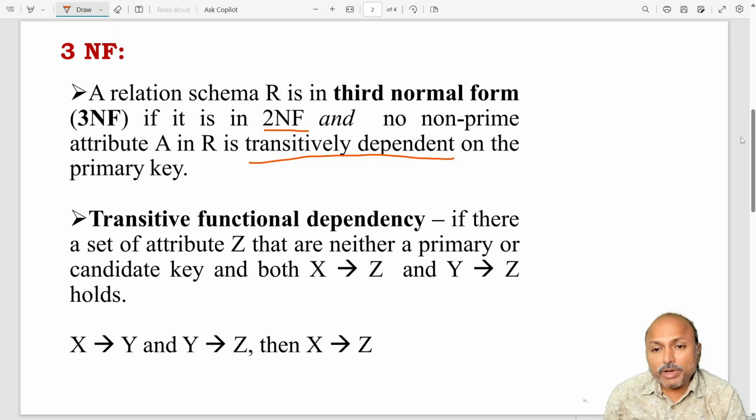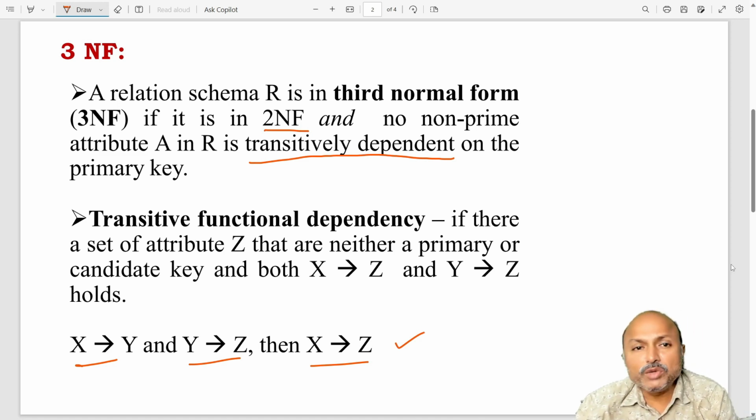We already understood transitive functional dependency. We need to check whether the relation has transitive functional dependency or not. If it has, we need to remove it so that the second normal form relation is converted to third normal form. What is the transitive dependency? If X arrow Y and Y arrow Z, then X arrow Z. If such a functional dependency is there in a relation, then that relation has transitive functional dependency.